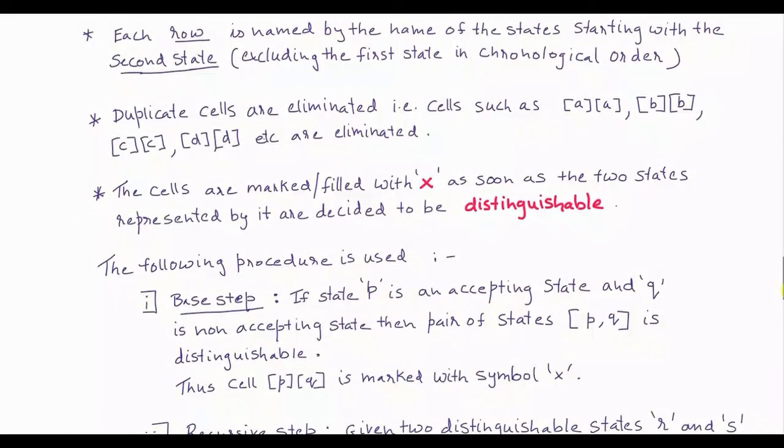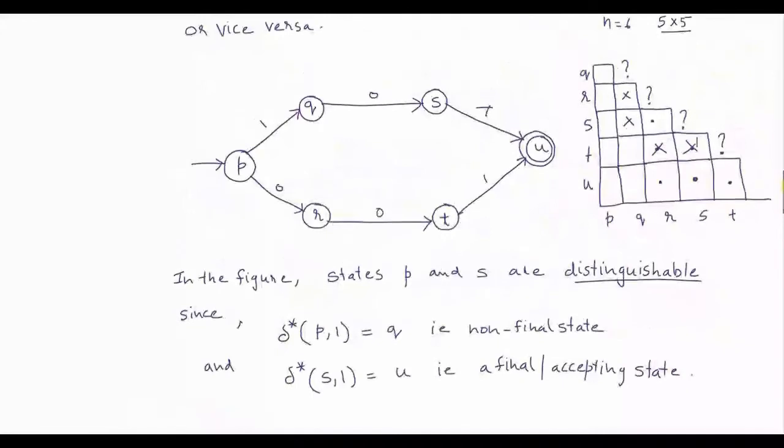Next, the cells are marked or filled with X as soon as the two states represented by it are decided to be distinguishable. So when will marking happen? This marking which I have done, see here X, X, X, I have done randomly without logic. But when can you mark X in a cell? If it is found that state T and state R are distinguishable, then you will be able to mark X here.